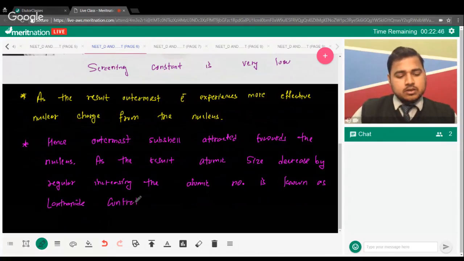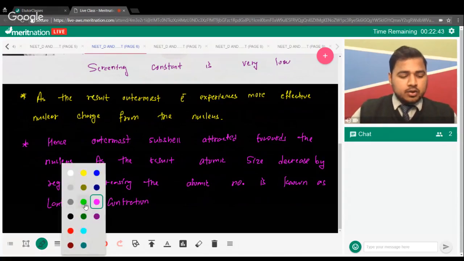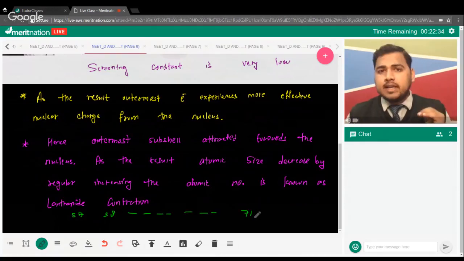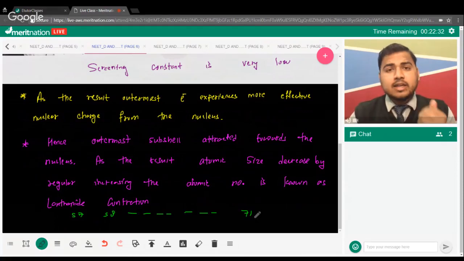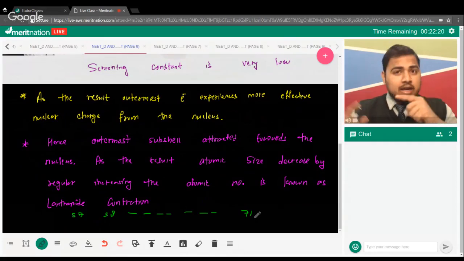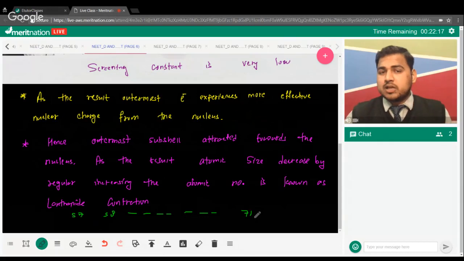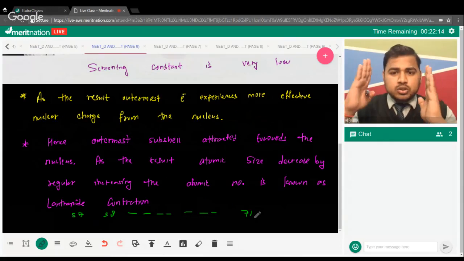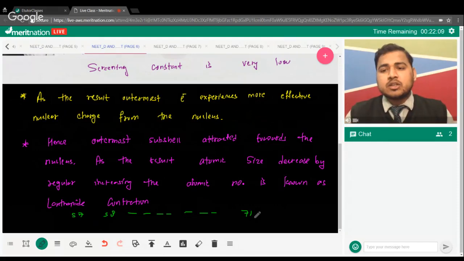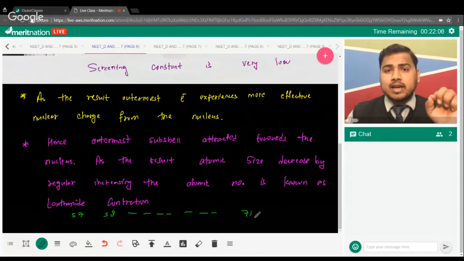It means, students, if you are moving from atomic number 57 to lutetium, then what happened? Atomic size regularly decreases due to lanthanide contraction. And lanthanide contraction arises due to the poor shielding effect of 4f subshell. 4f subshell is very much bigger in size, its screening effect is very low. That's why the outermost electron experiences more nuclear charge from the nucleus. Electron is negatively charged, nuclear charge is positively charged, so definitely there will be attraction. The outermost subshell is slightly shifted towards the nucleus, and atomic size decreases. There will be contraction in size, and this contraction is known as lanthanide contraction.